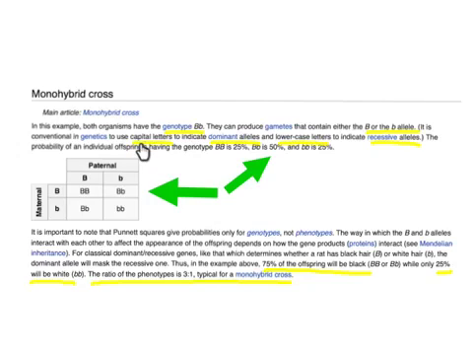Typically, as I mentioned earlier, capital letters are used to indicate dominant alleles, and lowercase letters indicate recessive alleles. So if you're to see the genotype capital B, lowercase b, that means that this organism will express whichever trait the capital B indicates.